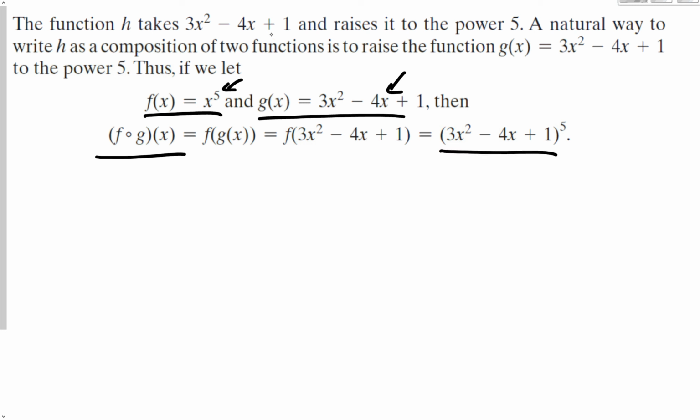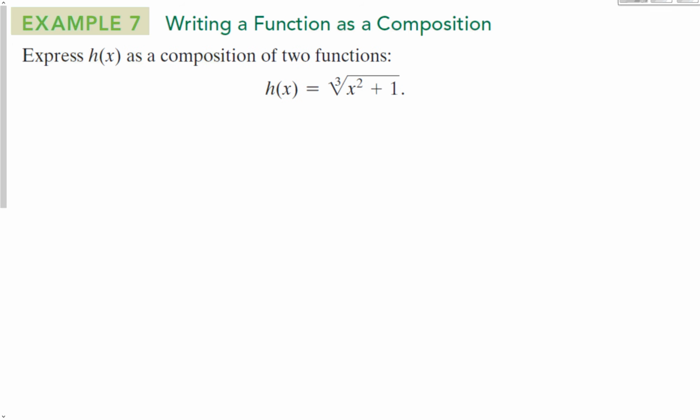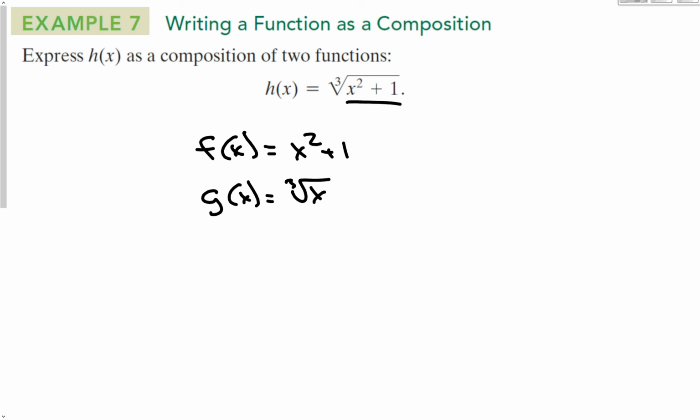So the function h takes this 3x squared minus 4x plus 1 and raises it to the 5th power. A natural way to write h as a combination is to raise the function to the power of 5. Okay, so let's try it. So there's a natural way here, and that's to have x to some power and then have an algebraic expression inside something. So here's my algebraic expression. So f of x could equal x squared plus 1. G of x would be equal to x to the 1/3 power, or, let's not get fancy, just cube root.